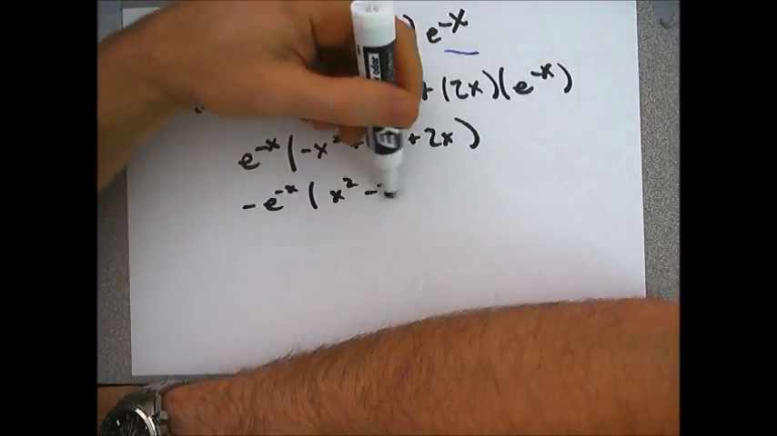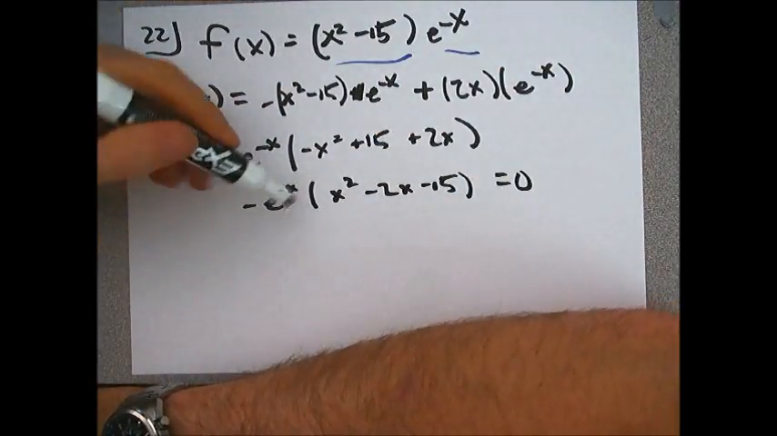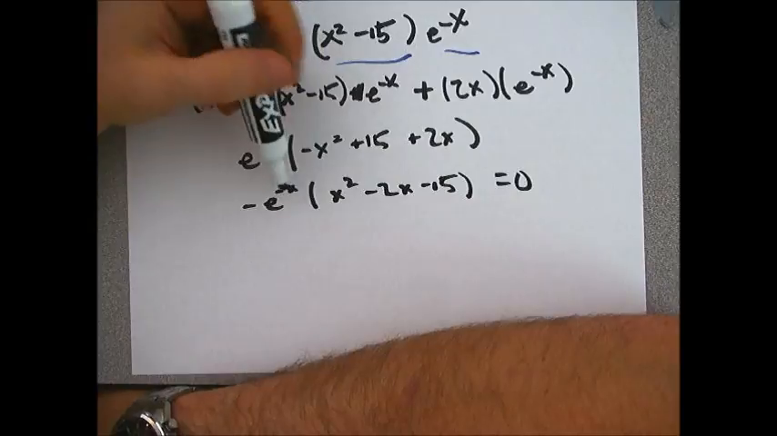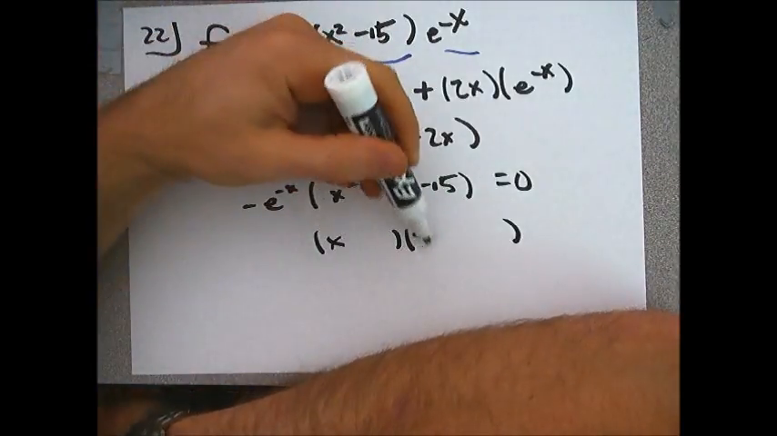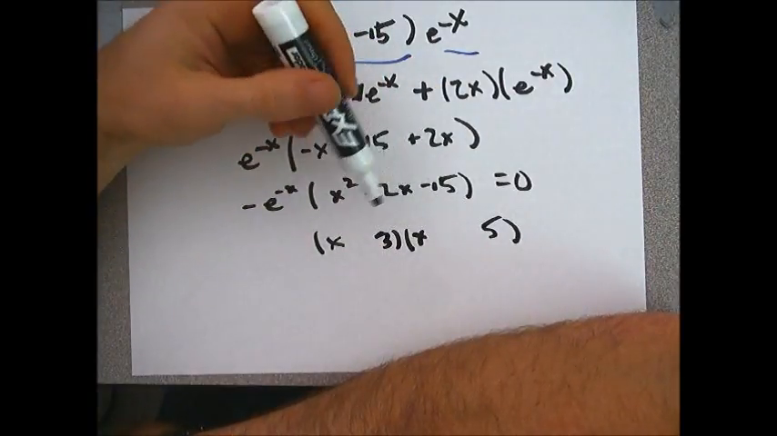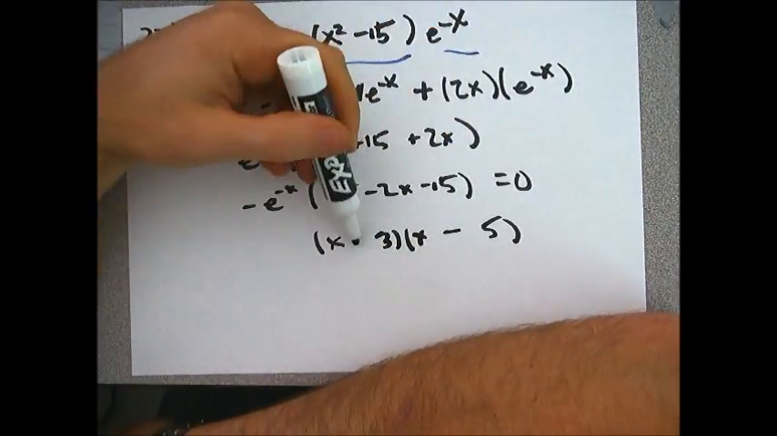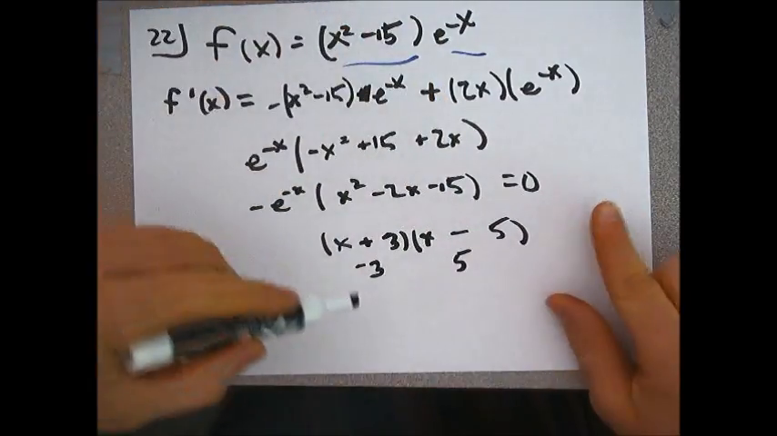X squared minus 2x minus 15. We're setting it to 0. This e term out here can't be set to 0. We're going to factor the inner part here. This is x and x, 5 and 3. And this is negative, positive. Setting these to 0 gives negative 3 and 5.